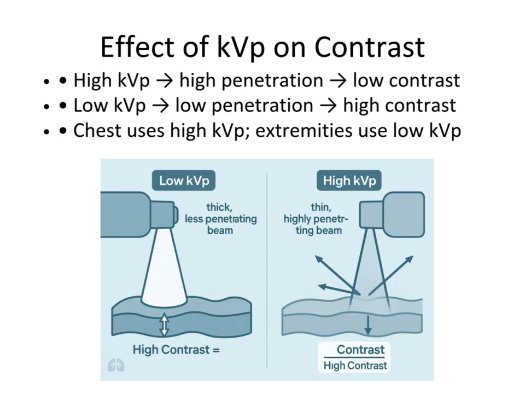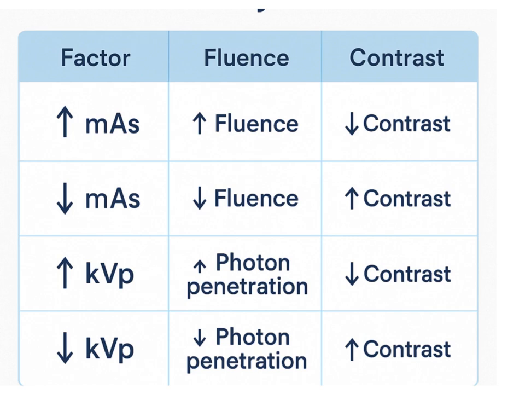Let's quickly summarize everything in one table. Factor, effect on fluence, effect on contrast. Increasing MAS, increasing fluence, decreasing contrast. Increasing KVP, increasing penetration, decreasing contrast. This table alone can help you answer exam questions and improve your practical imaging quality.